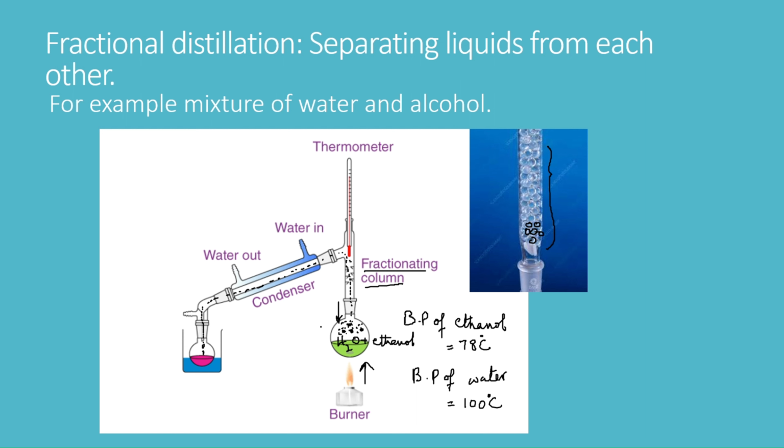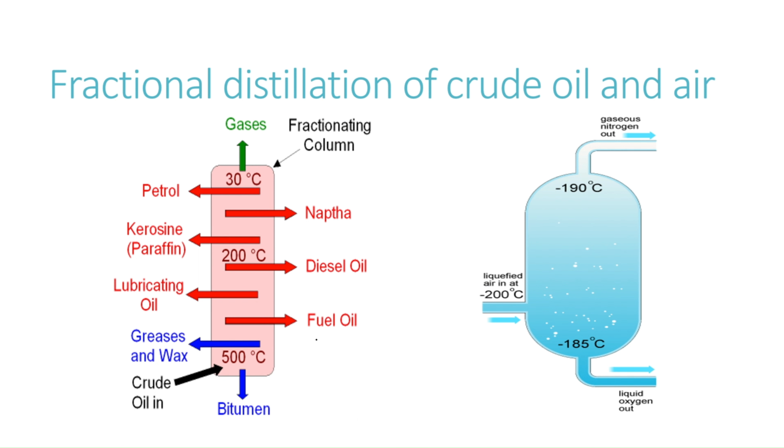Fractional distillation is important in producing ethanol, in the petroleum industry to refine crude oil into petroleum and some other components or hydrocarbons, and to separate the gases which are present in air. Here you can see fractional distillation of crude oil to get different hydrocarbons or components having different boiling points. All the components are separated on the basis of their boiling point.